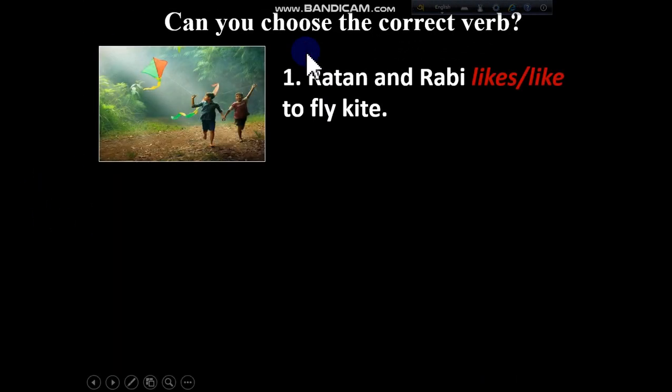Correct verb. Let's see, can you? Ratan and Robi not likes but like to fly kites. Why is this like? You know, Ratan and Robi is plural number. They are two in number. That's why it is plural. And after a plural subject, you are not allowed to use s or es with the verb. You have to use the base form of the verb.